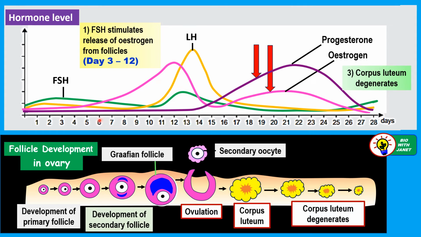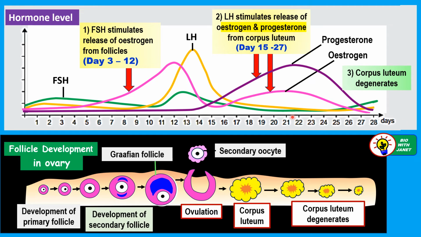Slowly the levels of estrogen will increase from day 3 to day 12 until it peaks at around day 12. Then it drops again when ovulation has occurred. But after that, it will increase because of the formation of the corpus luteum, which are the remains of the Graafian follicle. The corpus luteum will secrete some estrogen and a lot more progesterone. That's why progesterone levels start to increase after ovulation has occurred and after the corpus luteum is formed.